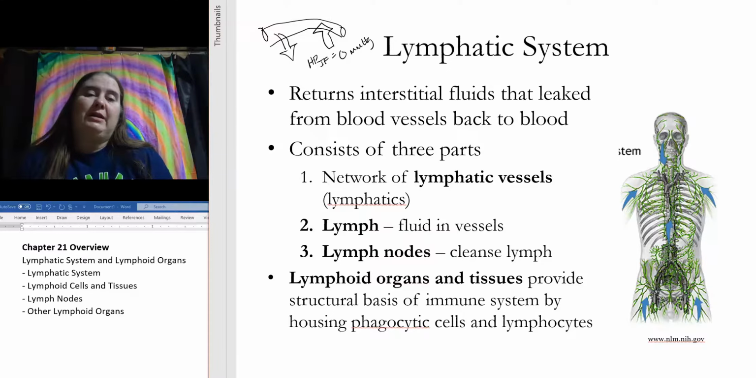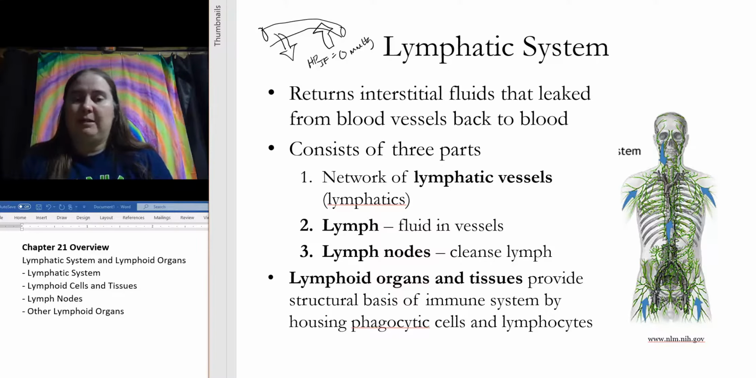So the lymphatic system consists of 3 major parts. It consists of our lymphatic vessels, which are very similar to our venous circulation, and we'll talk about them over the next few slides. It is comprised of lymph, which is the fluid in the vessels, which is very similar to plasma, however slightly different. It doesn't have the plasma proteins in it. And then our lymph nodes.